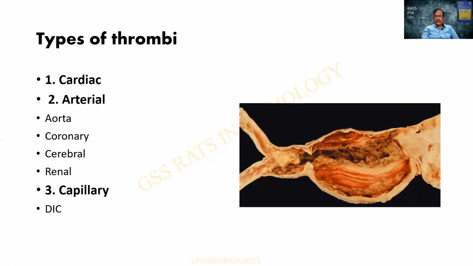What are the morphological types of thrombi, or rather the types of thrombi? It can be cardiac thrombi, arterial thrombi, capillary thrombi, and venous thrombi. Cardiac: it happens in large capacious chambers. That is what I had shown you earlier. I will also be showing you another picture of it. Arterial thrombi: it can happen in the aorta, particularly in an aneurysm. This, for instance, is an aneurysm of the aorta, and I am finding alternate dark and light lines. These are the lines of Zahn. Coronary artery, cerebral artery, renal artery. In the capillaries, in the case of disseminated intravascular coagulation.